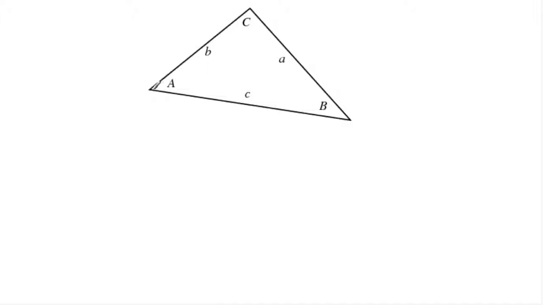We label triangles so that the vertices, the corners, are labeled with capital letters, and the sides are labeled with lowercase letters. And they correspond. So opposite of angle A is side A, lowercase a. Now, law of cosines, the formulas look worse, but they're actually nice in a pattern. So let's say I want to find side A.